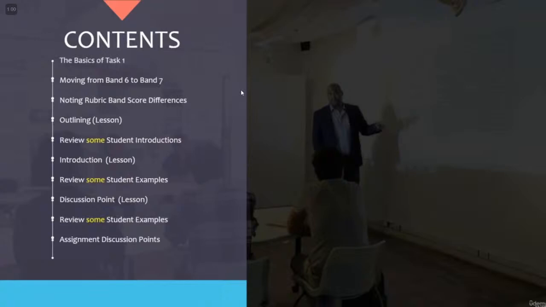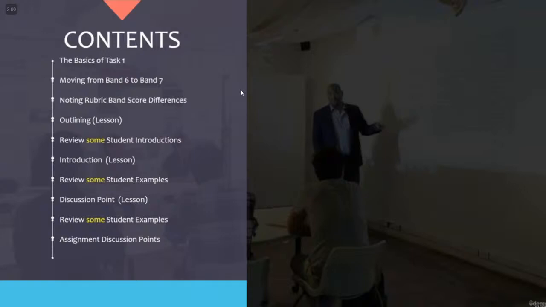And 6 or 6.5, they're stuck at a 6.5 or 6 or 5.5, and they don't know how to move up to a 7. I'm going to talk about that briefly. I'll go over some of the, in terms of the rubric, in terms of the score differences. And then we'll go over outlining a letter, introductions on a letter, and discussion points on a letter. And then throughout that process, I'll be looking at some of the student introductions for those different aspects.